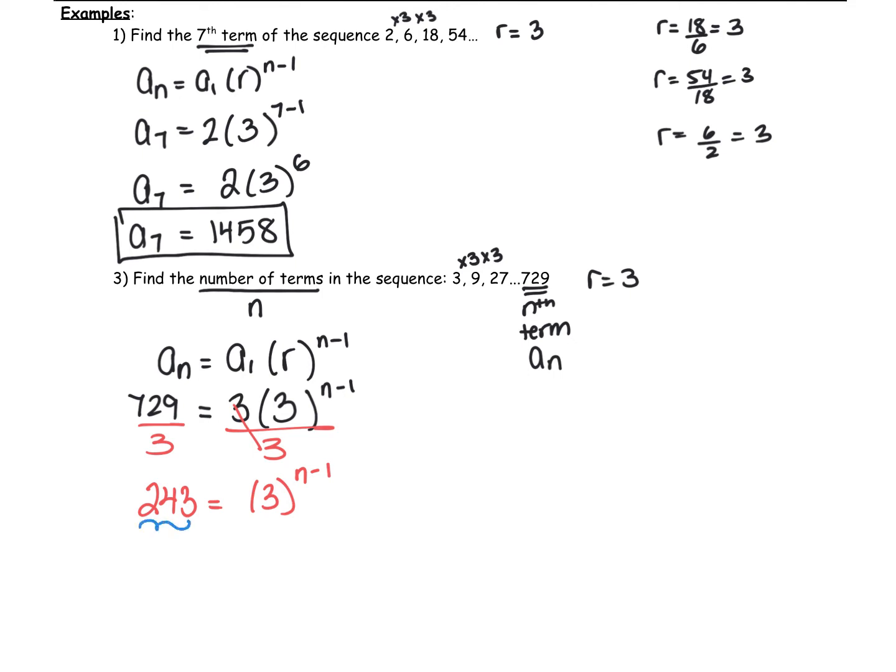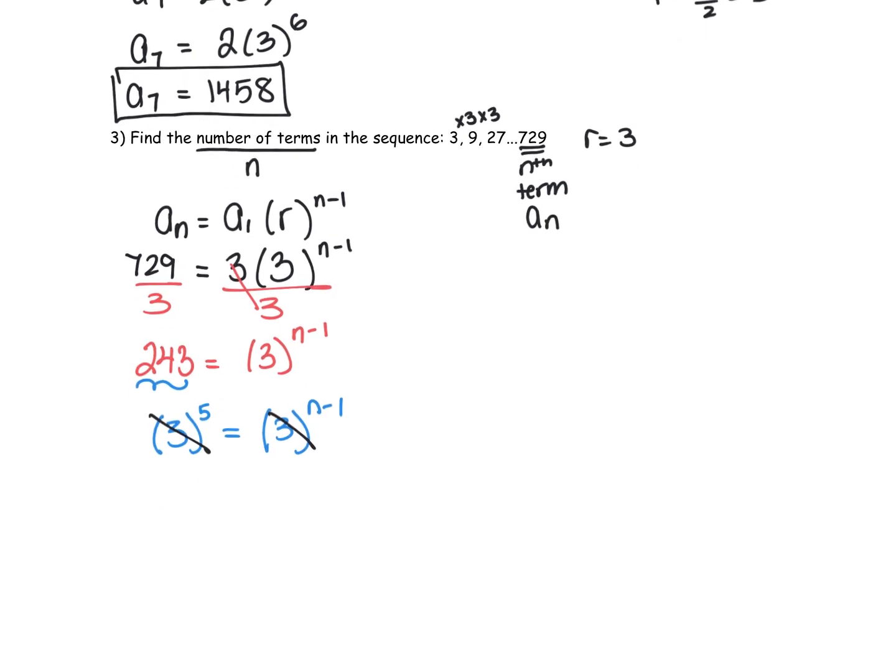I can rewrite 243 as 3 to the 5th power, and this right side stays as 3 to the n minus 1. So since the bases are now the same, you can cross the bases off and set the exponents equal to each other. So we have 5 equals n minus 1. Add 1 to both sides, and we get that 6 is equal to n. Now, you could have used logs if you didn't want to find a common base, but I think if you can find a common base, it's a little bit easier.